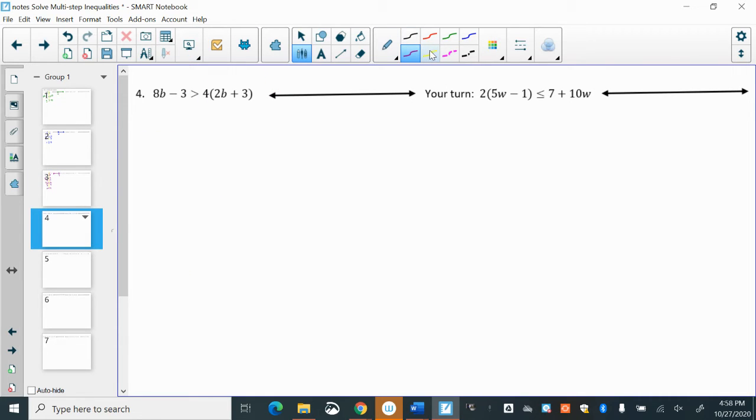All right, let's take a look at this guy. Before I put up the wall or anything, I'm just going to go ahead and do this distribution, break down those parentheses. And we get 8b minus 3 is greater than 8b plus 3.